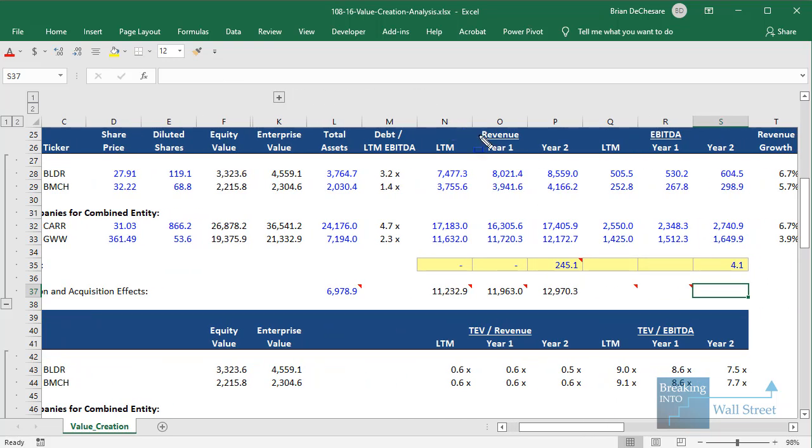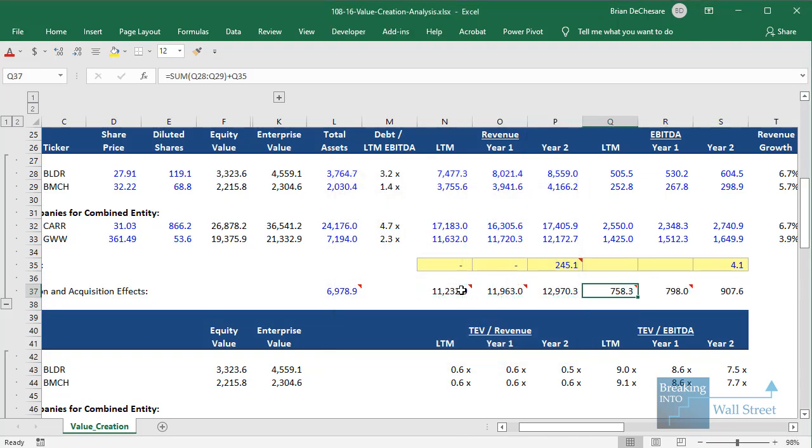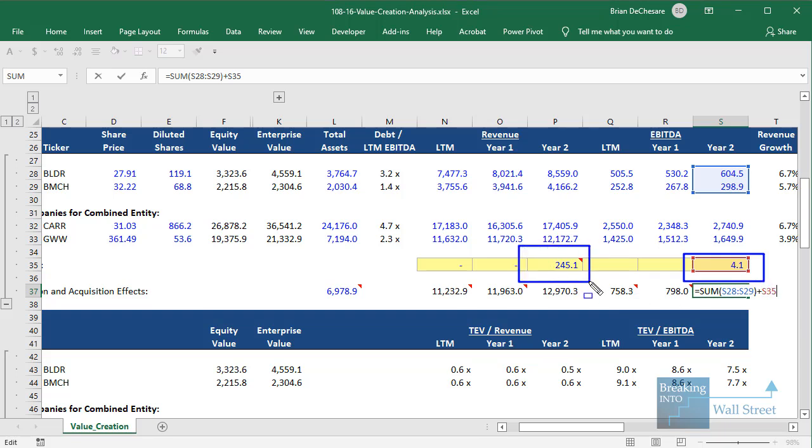We don't get any in year one because it takes some time to actually integrate the companies and to realize these synergies and so on. So we're not factoring in anything there. And then for EBITDA, we can do pretty much the same thing. We can just take these and add up the individual EBITDA numbers and then factor in some synergies in year two. We do get a lot of revenue synergies.